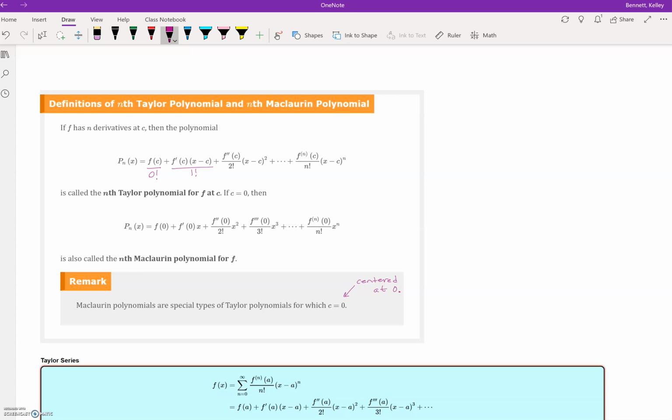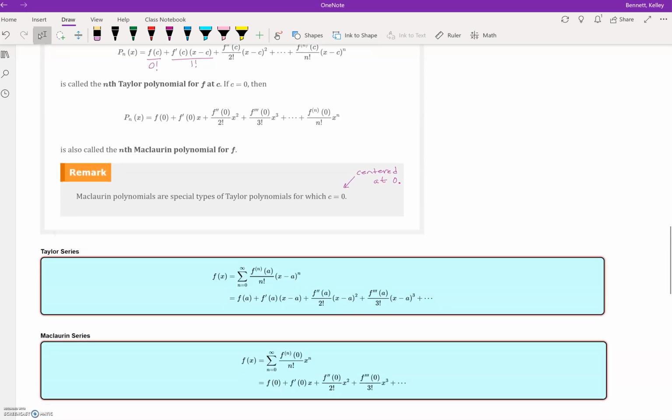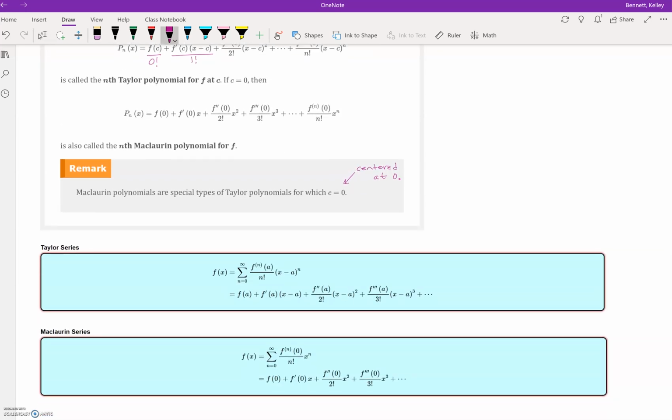So that's a finite sum. However, you can look at a Taylor series and a Maclaurin series and let n go all the way up to infinity, in which case you would have the expression here given with the summation, or you can write it out with the ellipses. Those are what each of these represent. They're just the infinite form of the definition above.